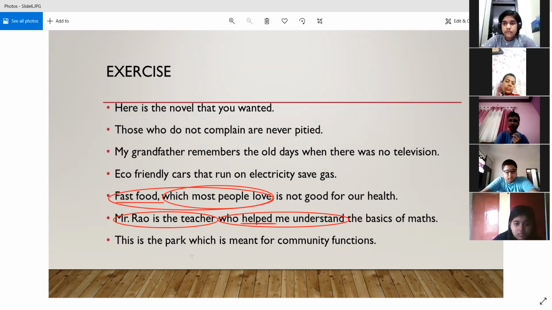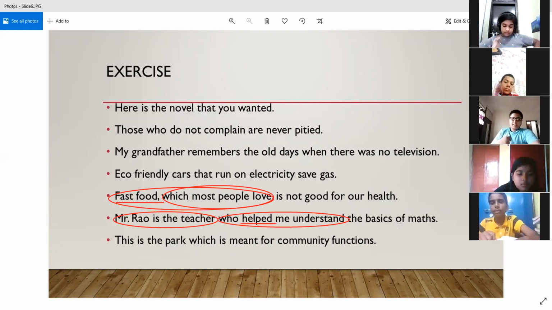All right. Okay, sir. Thank you, sir. This is the part which is meant for community functions. Yes, Akash. Good morning, teacher. Good afternoon, teachers. Yes, sir. Good afternoon.